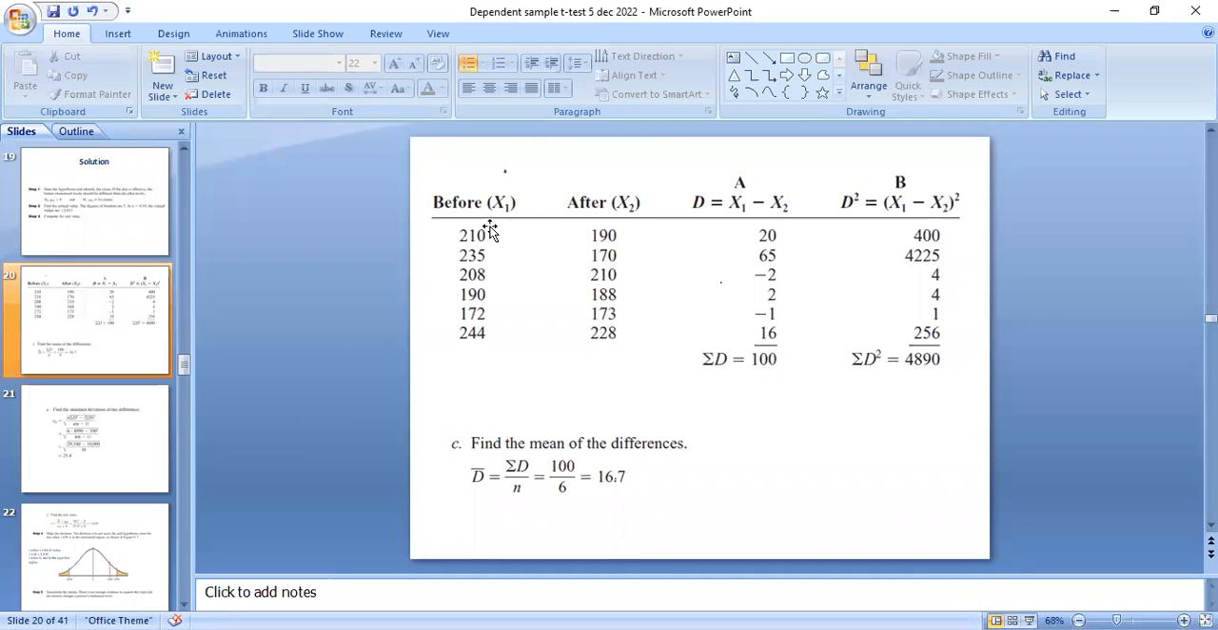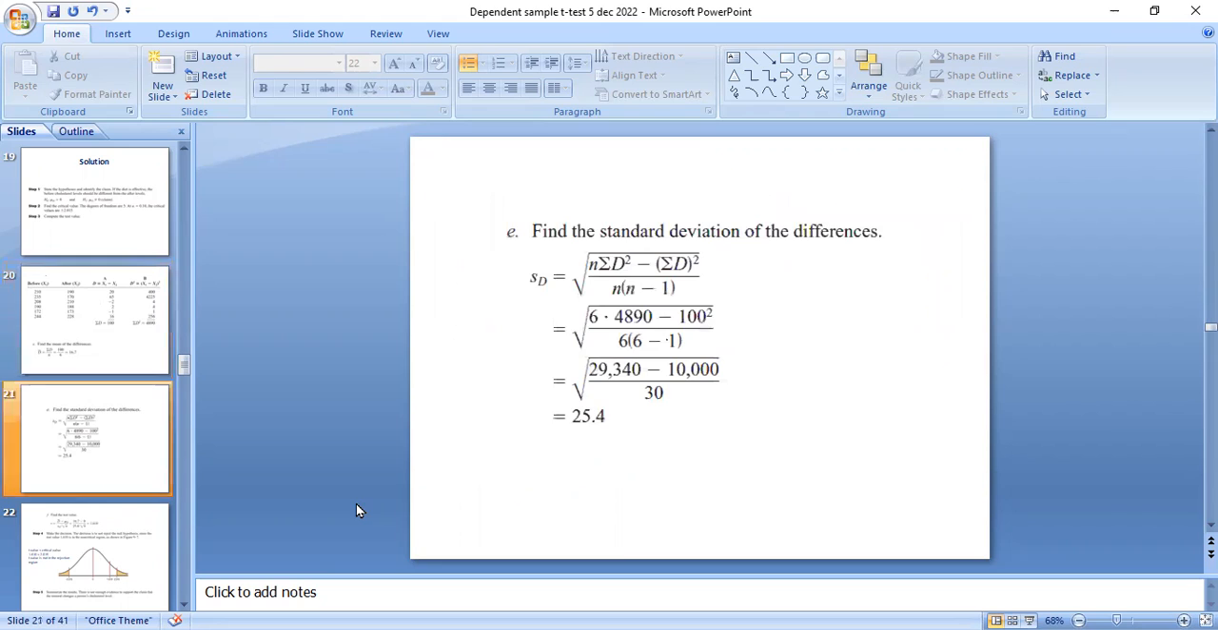We will make the table, and then we will find the differences, and we will add all the differences to get the value of sigma d. Then we will find the squares of all the differences, and sum them up to get sigma d square, which comes out to be 4890. Then we will find the mean of the differences by taking sigma d, that is 100, over 6, the sample size, that comes out to be 16.7.